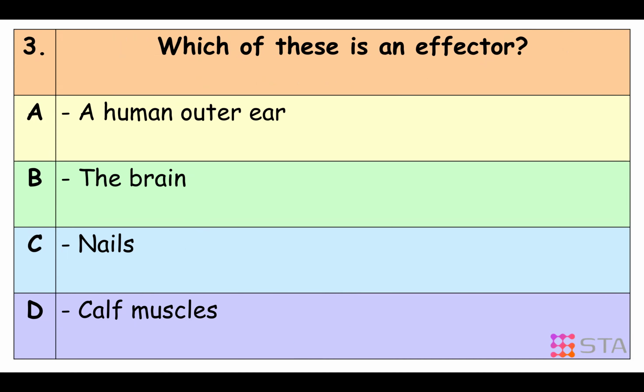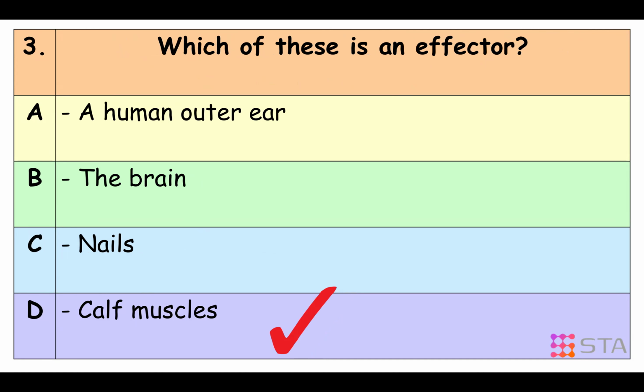Number 3, which of these is an effector? So you can see that some of the questions are easy and some of them are harder. Which of these is an effector? You will remember an effector is a muscle or a gland that responds. And the answer is, of course, calf muscles. The word muscles gives it away.